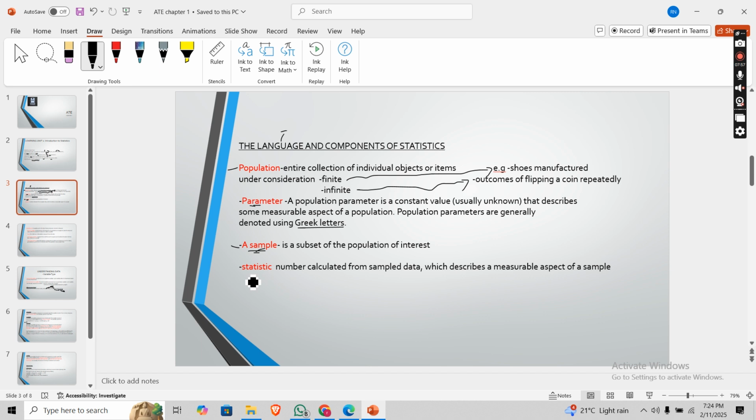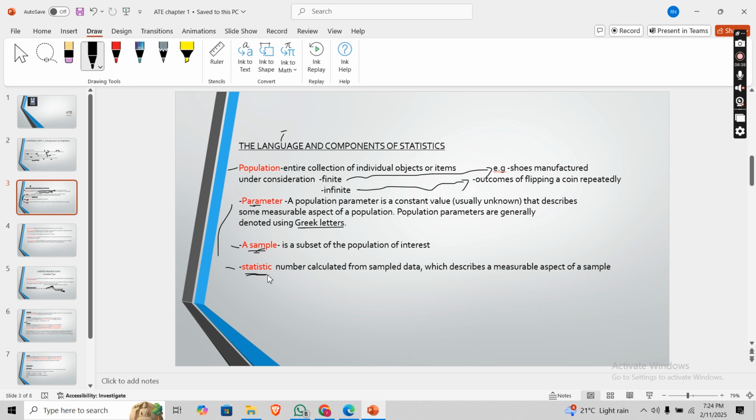And then we have a statistic. So I told you to compare a statistic with a parameter, okay? A statistic is a number calculated from sample data, which describes a measurable aspect of a sample. For example, if I take a sample of 10 students from the population of 80 students, and then I calculate a number, for example the mean or the average of height of those 10 students, if I'm measuring their height, that average would be called a statistic.